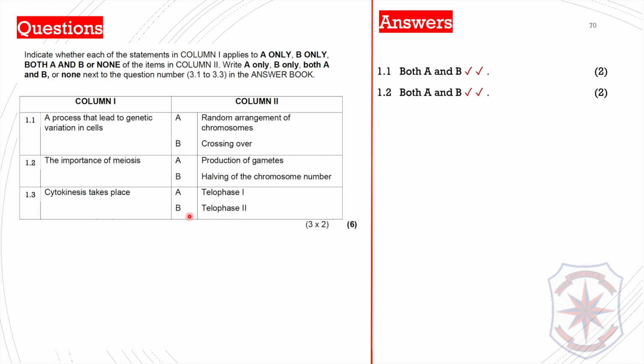And then option B, telophase 2. Does cytokinesis take place during telophase 2? Absolutely. Remember, the two daughter cells that we start with during meiosis 1 are going to divide. Okay, they are also going to divide to produce two daughter cells each, and then we have a total of 4. So both option A and option B are correct. So what do we write? The correct answer is both A and B, and then for 2 marks.